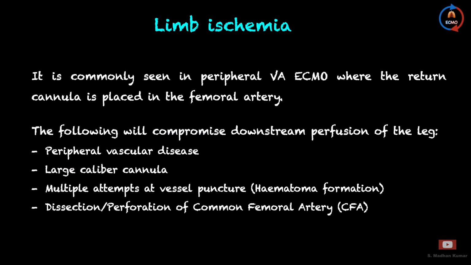Limb ischemia is commonly seen in peripheral VA ECMO, where the return cannula is placed in the femoral artery. The following will compromise downstream perfusion of the leg: peripheral vascular disease, large caliber cannula, multiple attempts at vessel punctures where hematoma is formed, dissection or perforation of the common femoral artery.